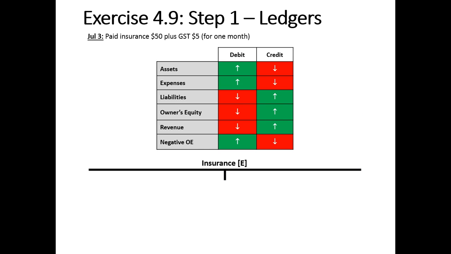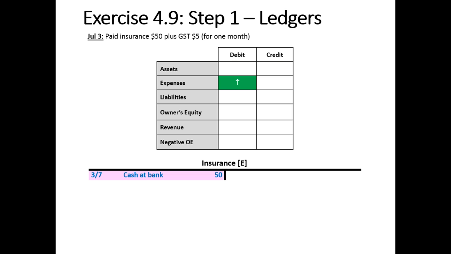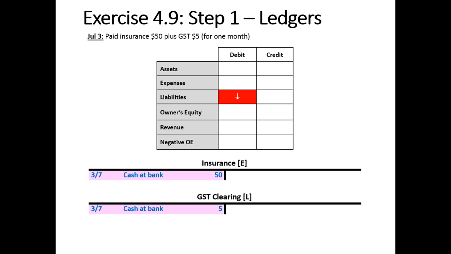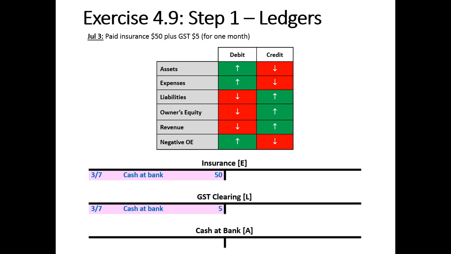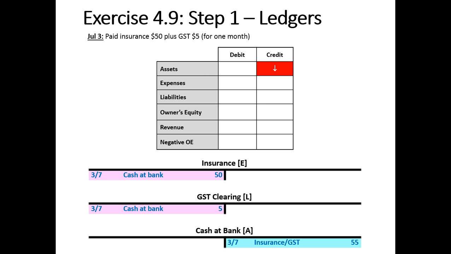We then paid our insurance, $50 plus GST for 1 month. That makes it an expense. Expenses are debits. Paying GST will reduce our liability, and then we'll have our cash at bank asset will decrease, noticing our debits equal our credits.